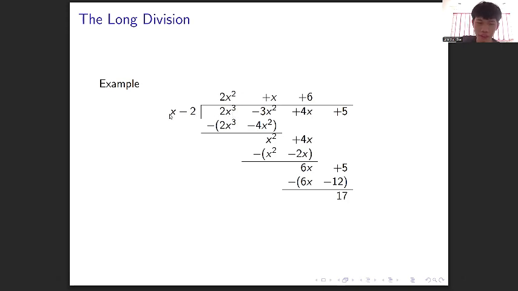So we let x minus 2 times 2x squared, which becomes 2x cubed minus 4x squared. And then we subtract it and get a leftover. Don't worry, we can just do it again, just like how we do the long division of integers. So we subtract and get the quotient. And finally, if you cannot go further, this polynomial will be your remainder.